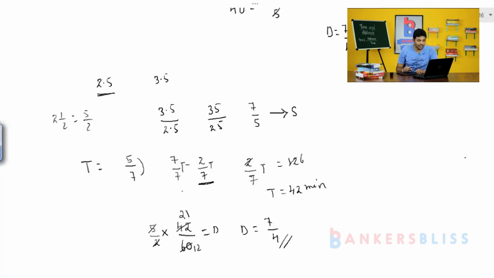2 by 7. Here we have split it. It is going to become 2 by 7, and they have given that 12 minutes we have saved. So 2 by 7 of t is equal to 12 minutes. Therefore, t is equal to 42 minutes.